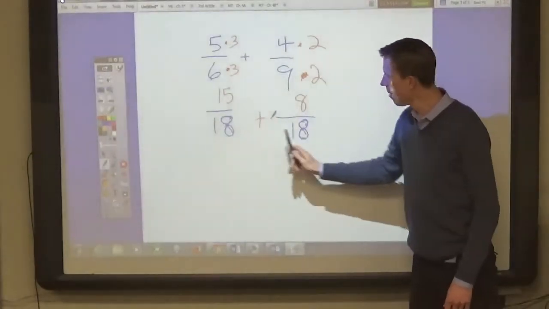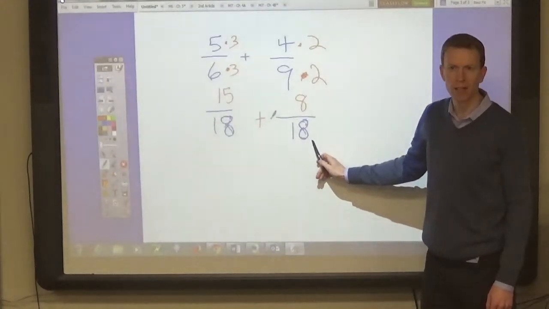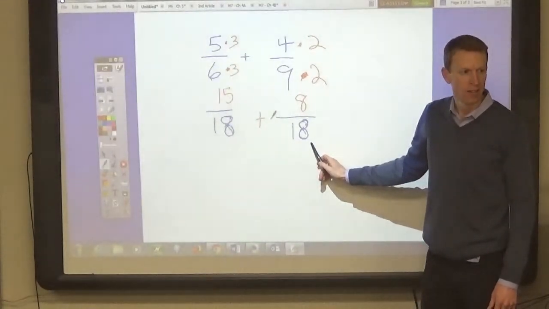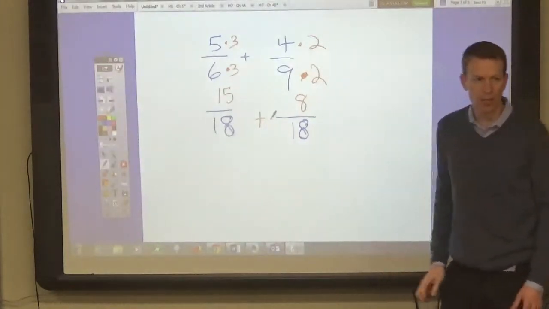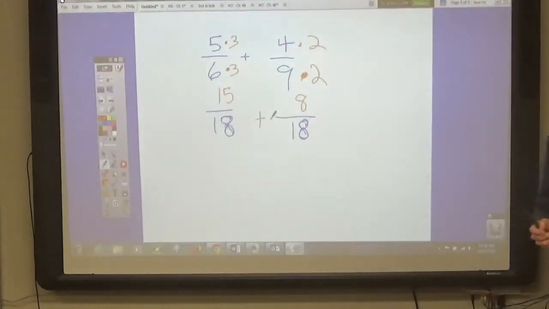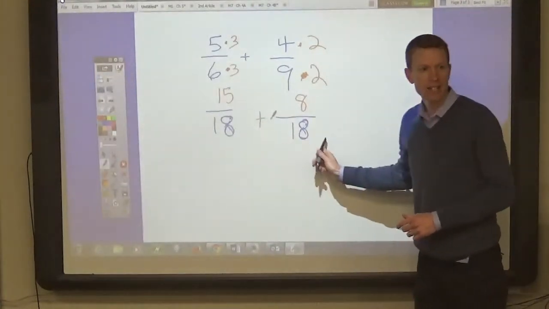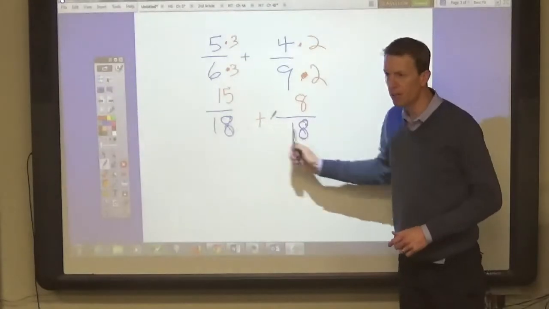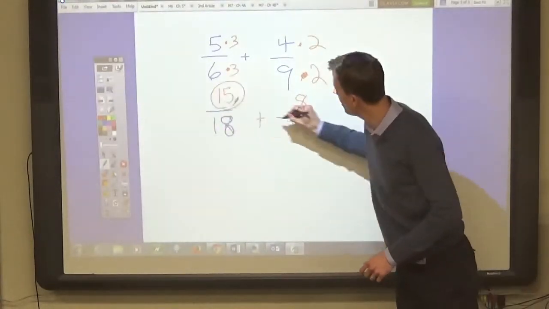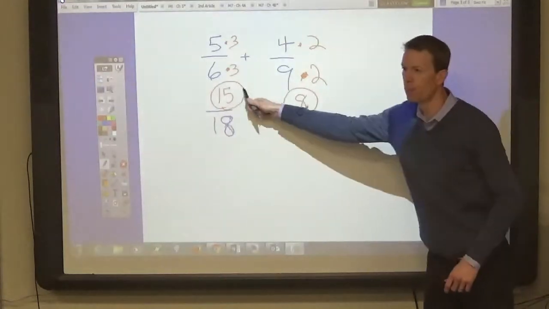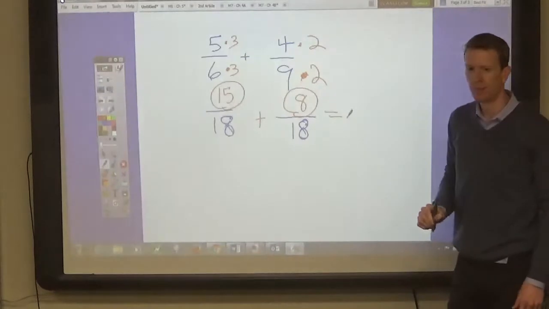So, do we add the bottom numbers? No, the bottom numbers are just telling us what? What do the bottom numbers mean? The size of the slices. Yeah, it's the size of the slices that we're using, or the size of the pieces that we're adding. We have to add the total number of pieces. These are the pieces. How many pieces do we have?